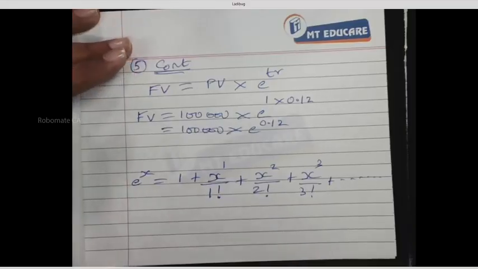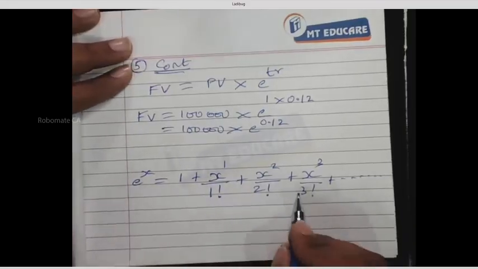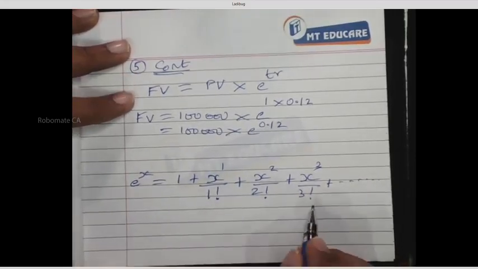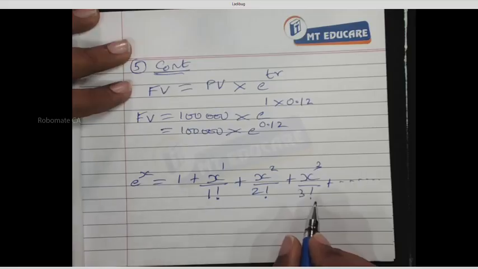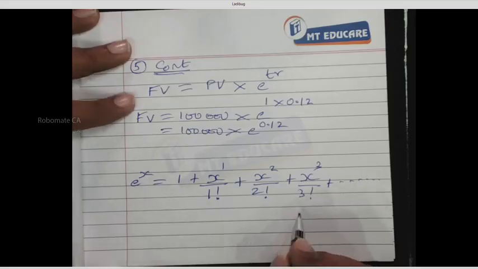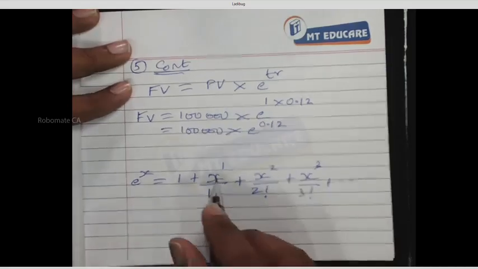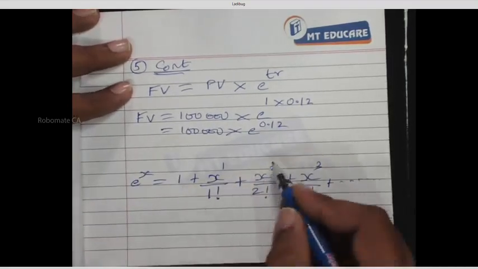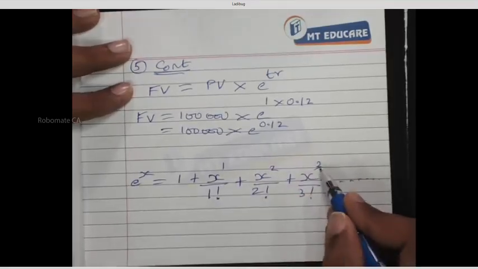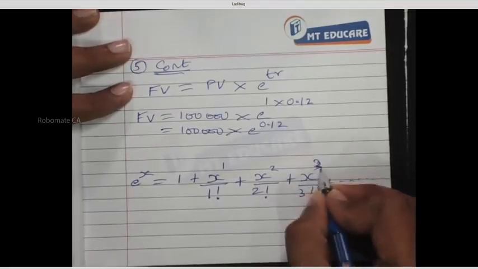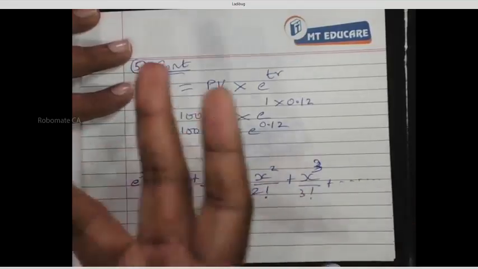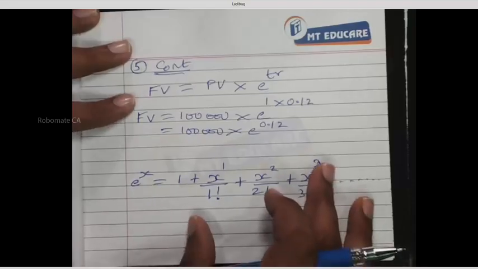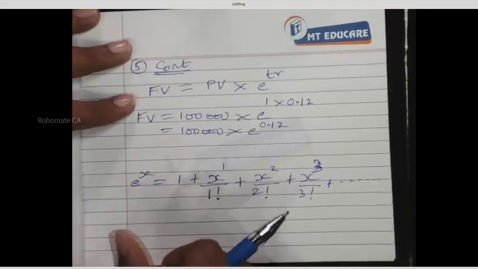I don't want such an accuracy, so you can stop with x cube by 3 factorial. Can I proceed or not? Please tell me, what is 3 factorial? 3 into 2 into 1. What is 2 factorial? 2 into 1. What is 1 factorial? 1. It is very simple: 1 plus x by 1 plus x squared by 2 plus x cube by 6. That gives you the calculation automatically, but this is the way to present it. Are you following what I'm saying? This is the continuous compounding formula.